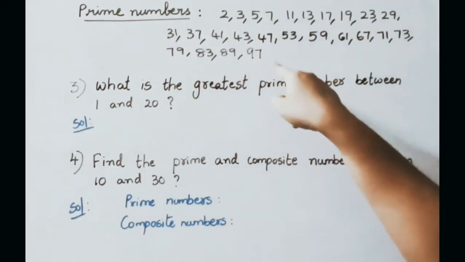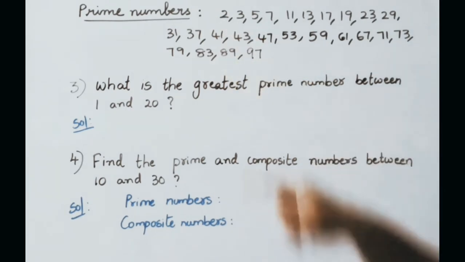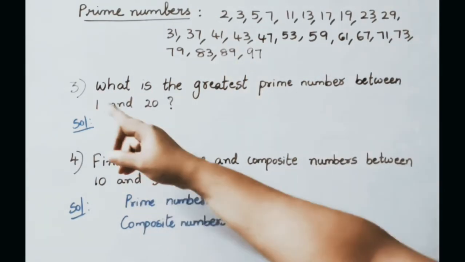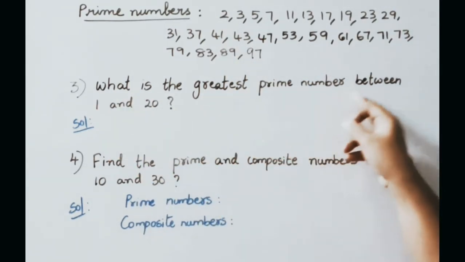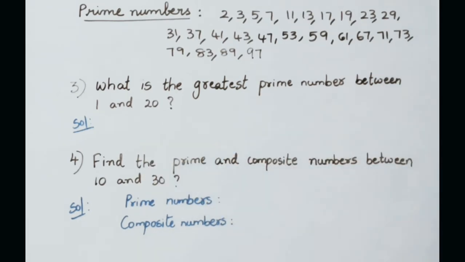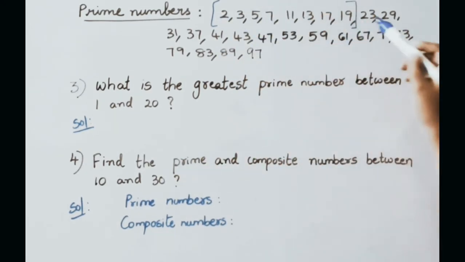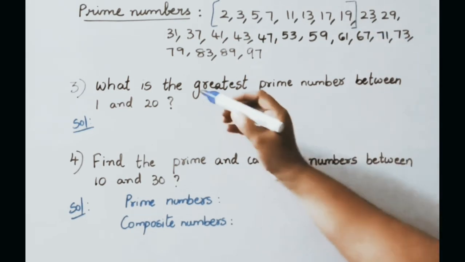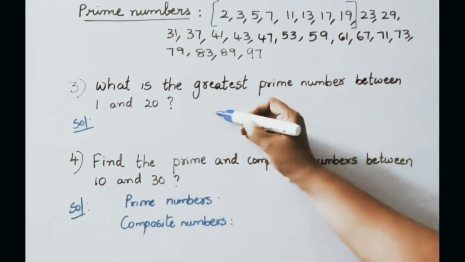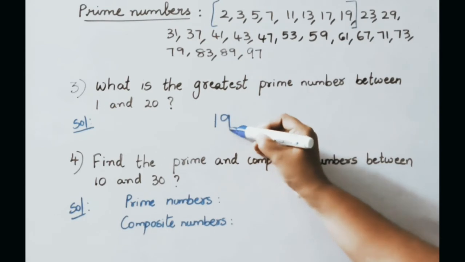See prime numbers list between 1 to 100. See third question. What is the greatest prime number between 1 and 20? See the prime numbers between 1 to 20. Among all of them, 19 is the greatest number. So write down the greatest prime number is 19.